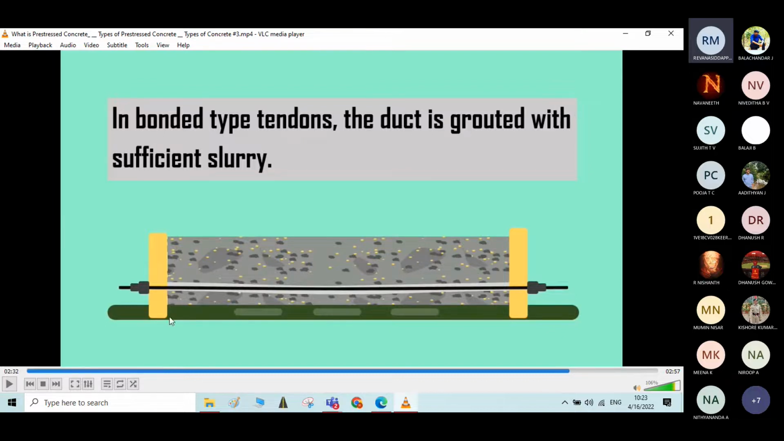Whatever small space is left in the ducts will be filled by the cement slurry or the cement mortar, so that proper bonding will take place. Sometimes it will be left as it is.